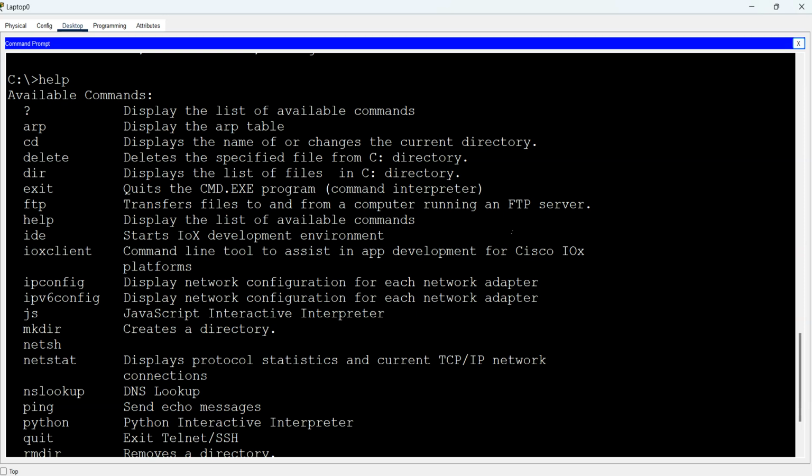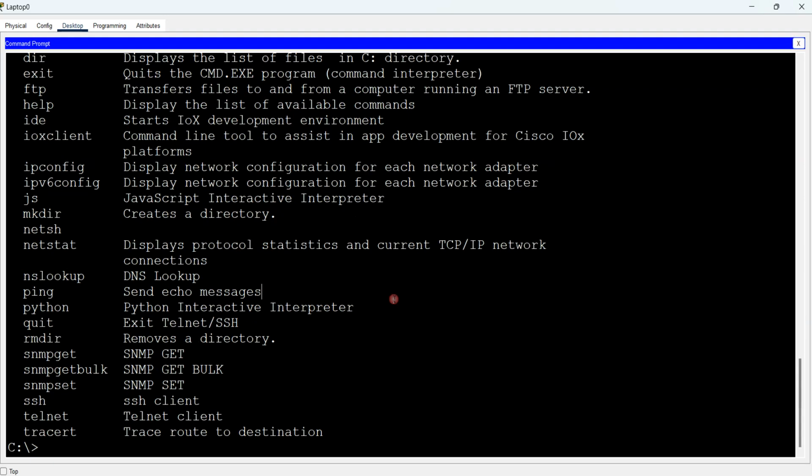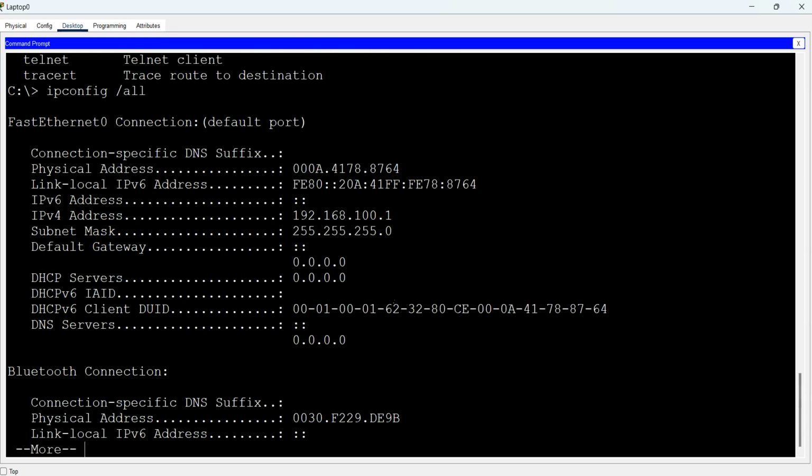192.168.100.0. So when I do ipconfig /all, I could see my IP address and my subnet mask, what network I belong to, which means the first 3 octets should be the same on every computer for them to talk to each other. If not, I need a router to route from one network to another.